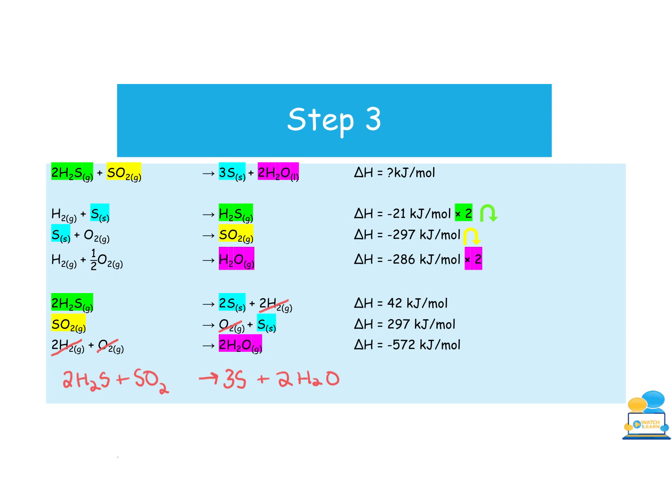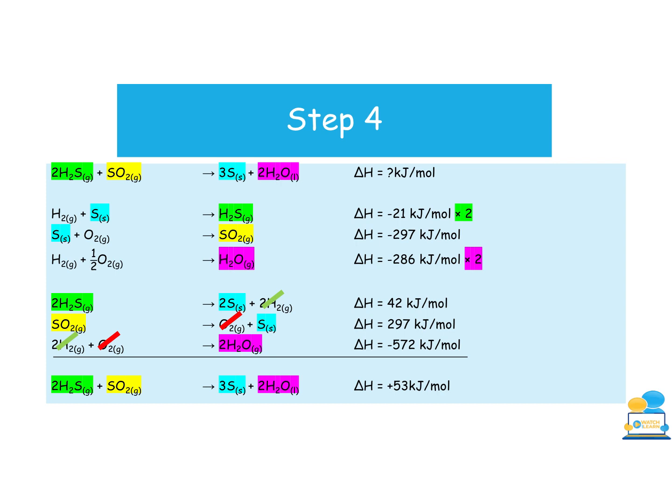Finally, just make sure you put in the states that they're in. So we have gaseous, solid, and then we have gaseous here. Finally, the last thing we need to do is we need to add up all the delta H's, but I have that nicely written on the next slide. So as you can see, they all match up, they all cross out, and we get the equation.